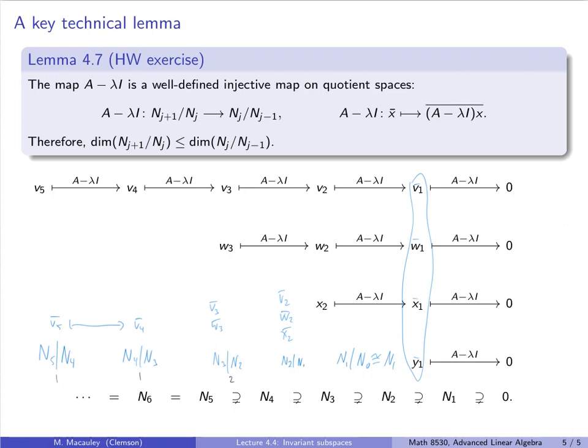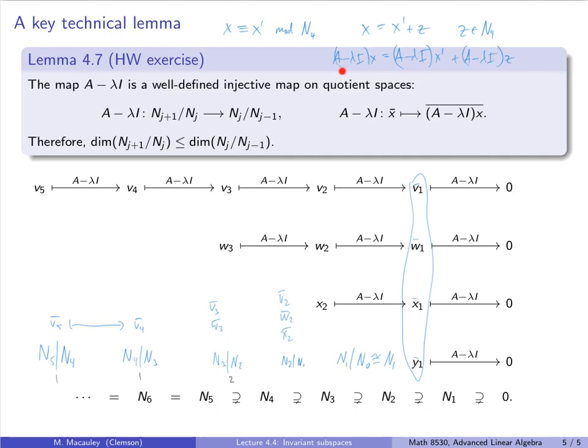And when I say it's well defined, that means if you take two things that are equivalent, x and x prime, two things that are the same in the quotient, they are equivalent mod N4, which means that x equals x prime plus z, where z is in N4, which means that z gets killed by 4 iterations of A minus lambda I. So if you apply A minus lambda I to x, then that's A minus lambda I times x prime plus A minus lambda I times z.